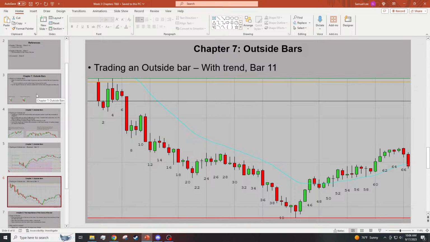As long as you have the appropriate context, even though sometimes your risk is big, you sell the close of bar 11. Where's your stop? Probably one tick above bar 11, maybe even a whole point above bar 11. So it's a big stop, but you're probably going to get more down price action. So it's a good sell below.